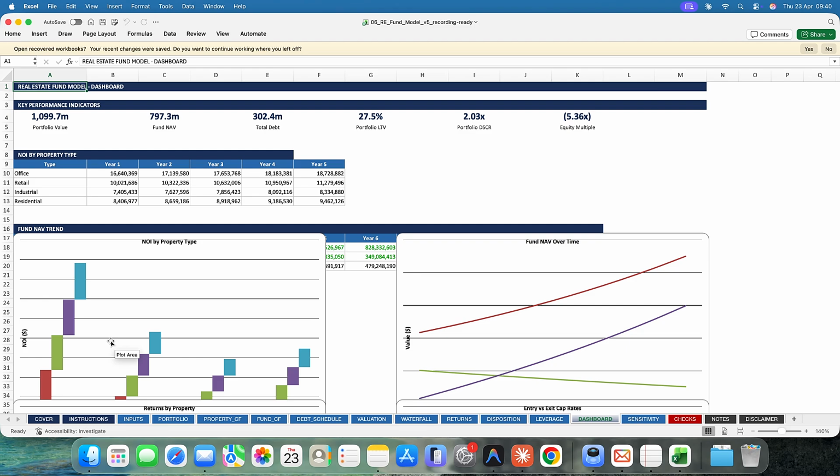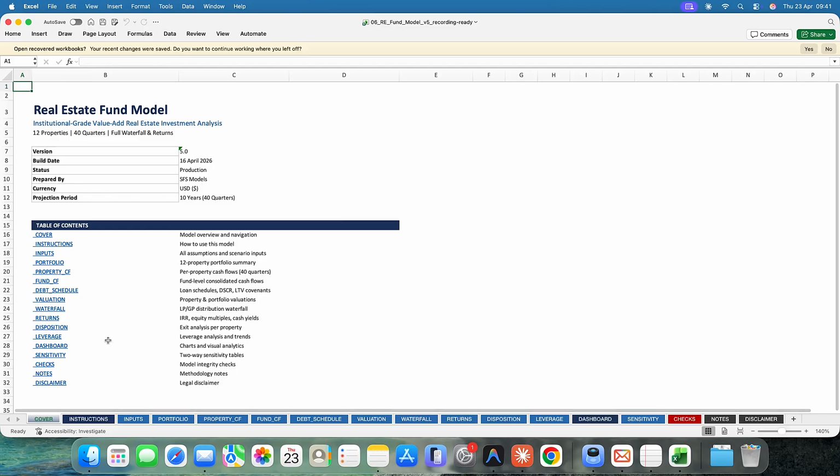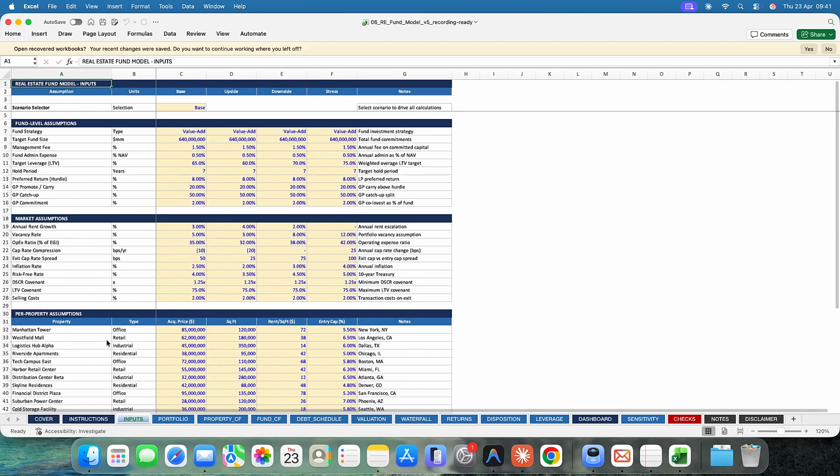Property level up through fund consolidation, through debt and valuation, out to the waterfall. Returns analysis on top. Let me walk you through it. Every tab is open. No locked cells, no proprietary add-ins. Your fund operations team can own it. LPs can audit it. Prospective investors can walk through any assumption.